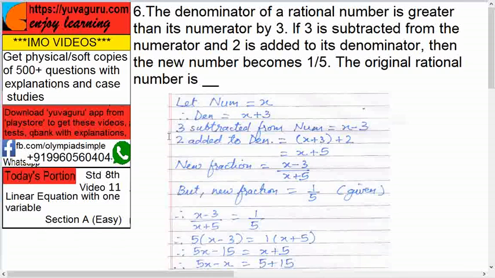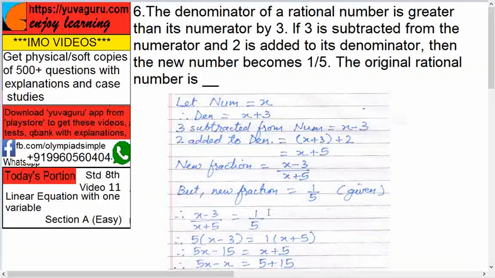Now 3 is subtracted from the numerator, so x minus 3. 2 is added to the denominator. So x plus 3 is the original denominator, plus 2, so it becomes x plus 5. Now the new fraction is x minus 3 upon x plus 5, right? But what is given? The new number is 1 upon 5. So this is equal to 1 upon 5. So x minus 3 upon x plus 5 equals 1 upon 5.